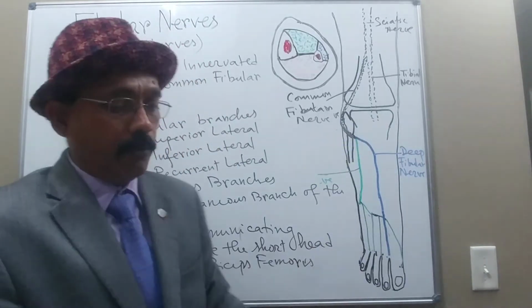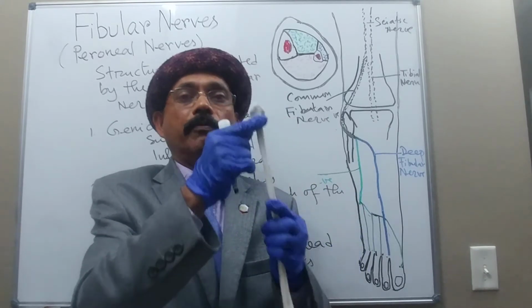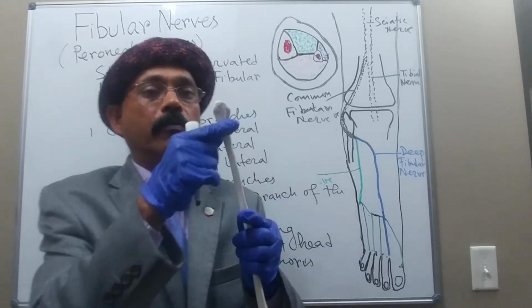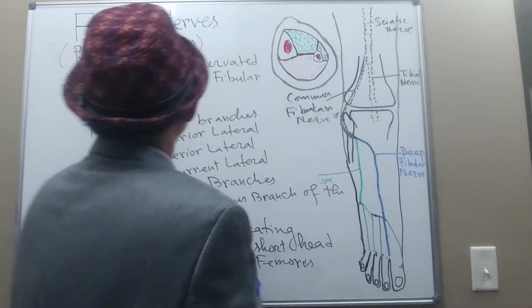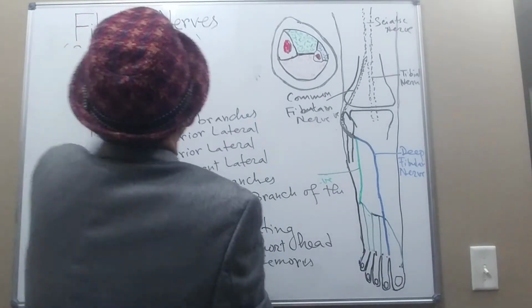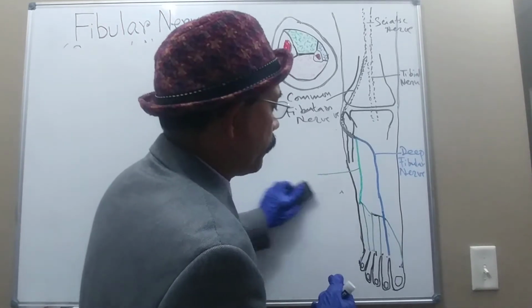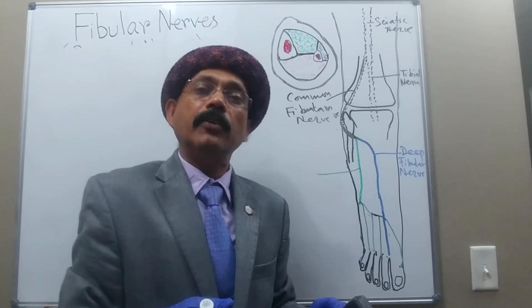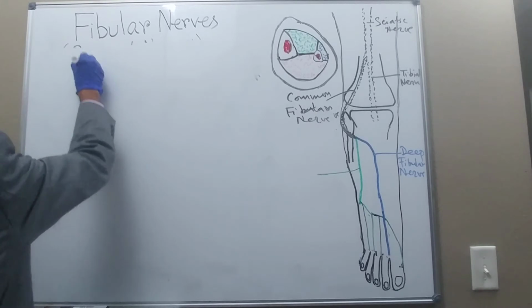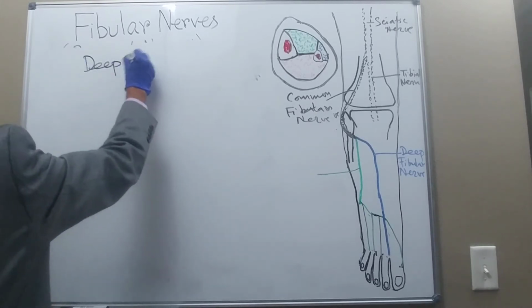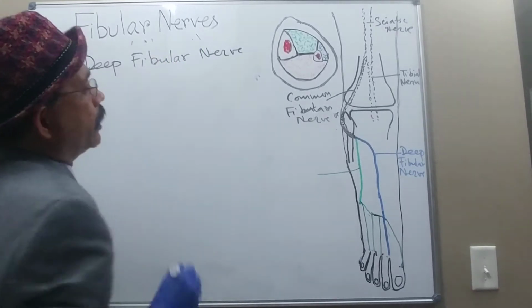We can palpate the common fibular nerve around the neck of the fibula. We got that. So we got the common fibular nerve or common peroneal nerve. Same thing. The old terminology is the peroneal nerve. The new terminology is the fibular nerve. Then we'll go to the deep fibular nerve. Deep fibular nerve, same as deep peroneal nerve.